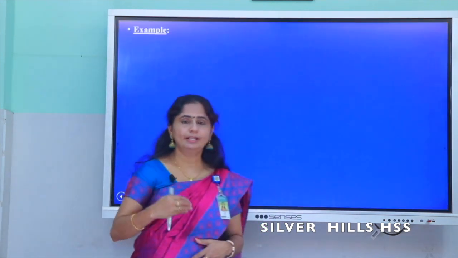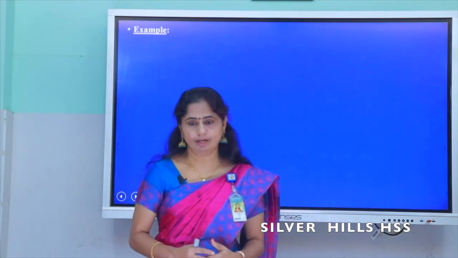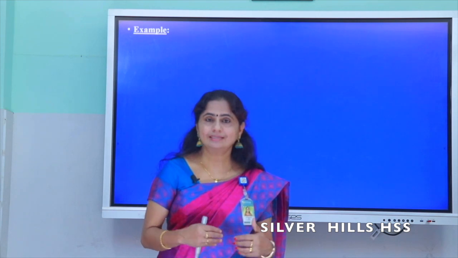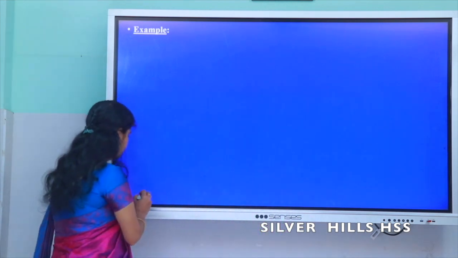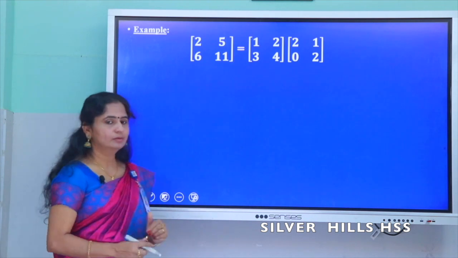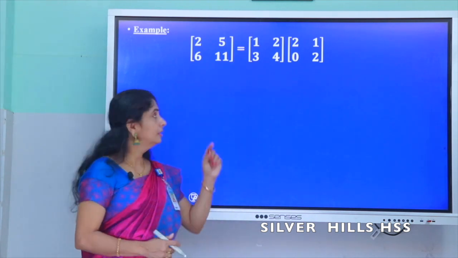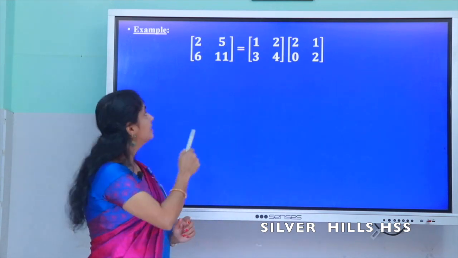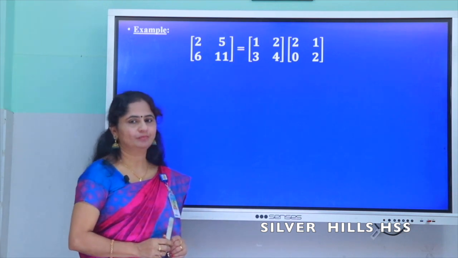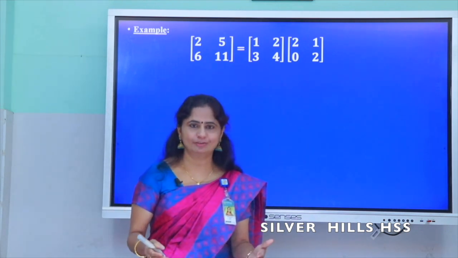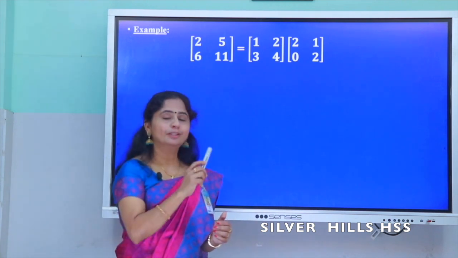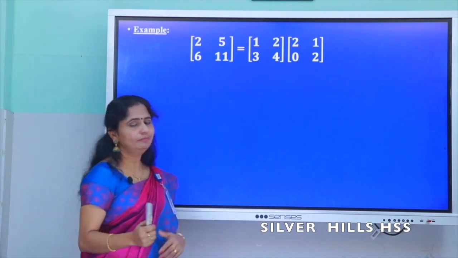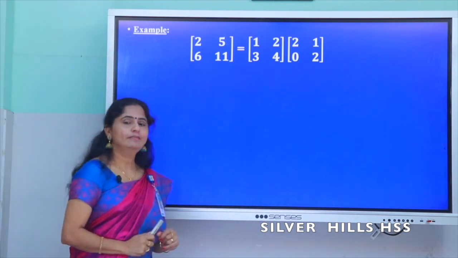Now before applying the row operations in finding the inverse of the matrix, there are some conditions imposed on it. Let us see with an example. Let's consider the matrices 1, 2, 3, 4 and the matrix 2, 1, 0, 2 whose product is given as 2, 5, 6, 11. We all know how to multiply the 2 matrices: the first row, first column, the first row, second column. Similarly, the second row, first column and the second row, second column, we get the answer 2, 5, 6, 11.